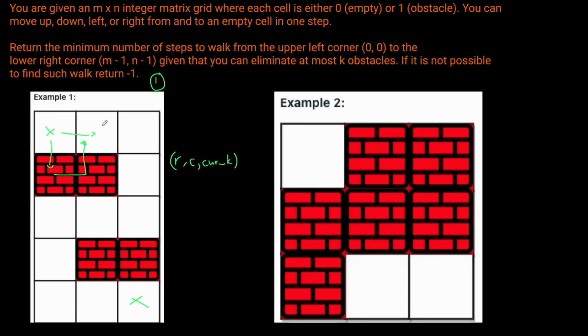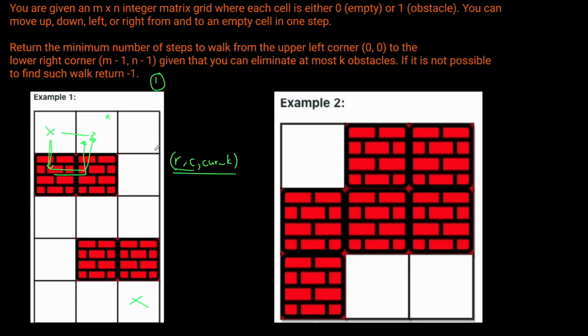Because reaching this tile up here with 0 obstacle eliminations is going to be different from if we started here and ended up at this tile, but we removed 2 obstacles, right? That's a different path. So to keep track of these paths and to make sure that we don't discount paths and think that we've seen them before, we need to keep track of whether or not we've reached that row and column combination with a given K.